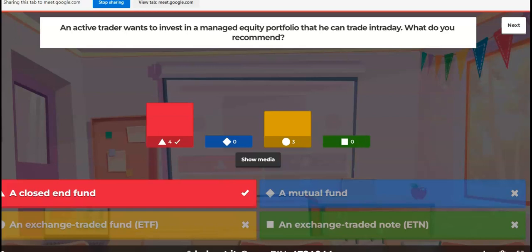Mutual funds do not trade intraday. They are only bought and sold once a day at the end of the day. And of course, they're also usually actively managed. An exchange-traded note is not an equity portfolio. It is a debt. It is a bond.